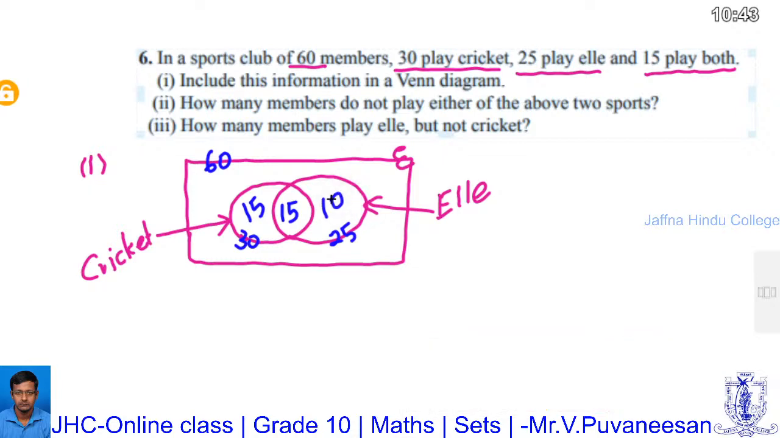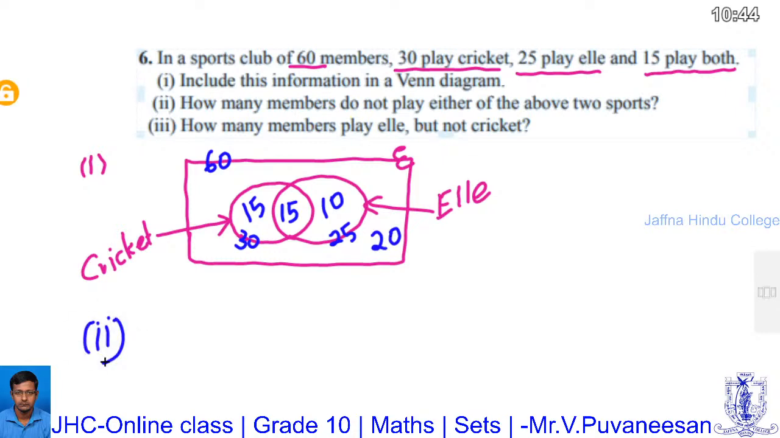Now we fill in the regions. Inside the two circles there are 15 plus 15, 30, plus 10, 40. So outside the circles there are 20, because the whole number of members in the universal set is 60. Now we check whether it is correct: 15 plus 15, 30, 30 plus 10, 40, 40 plus 20, 60.